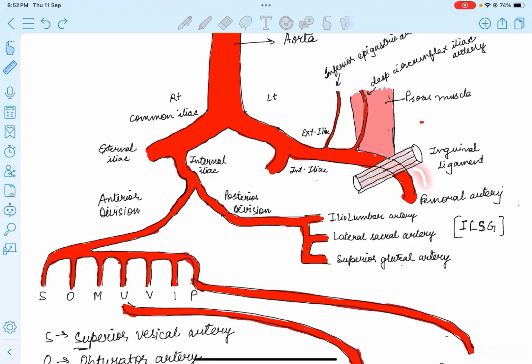The external iliac artery, when it exits the pelvis, converts into the femoral artery. This femoral artery will supply the lower limbs. Now coming back to the internal iliac artery. The internal iliac artery is further divided into an anterior division and a posterior division. The anterior division basically supplies all the pelvic organs and the posterior division gives rise to three branches: iliolumbar artery, lateral sacral artery and superior gluteal artery.